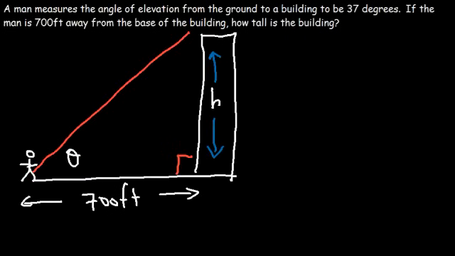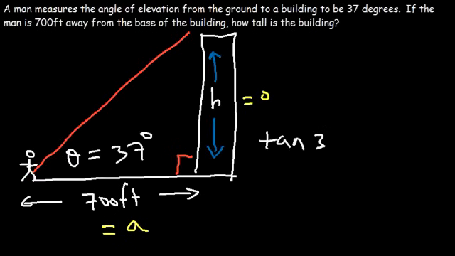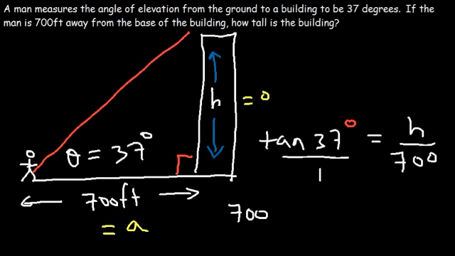So first we need to decide what trig function to use. So we have the opposite side and the adjacent side. So we need to use tangent. Now the angle of elevation, we know it's 37 degrees. So tangent 37 is equal to the opposite side, which is the height, divided by the adjacent, which is 700. Now if we cross multiply, 700 times tangent of 37 degrees is going to be equal to the height.